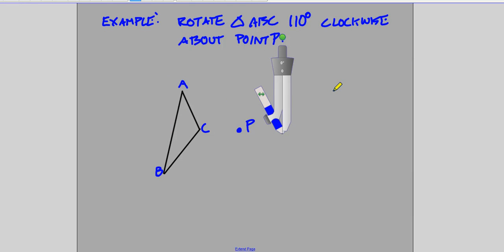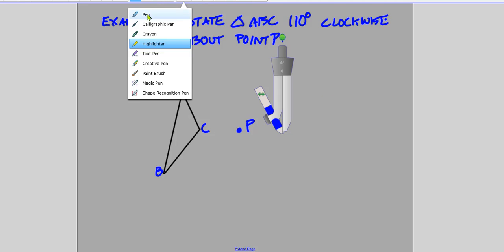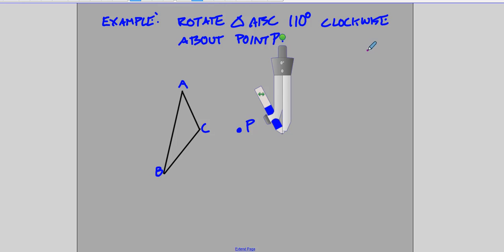Alright, let's do a second example. This time we're going to go clockwise 110 degrees, so we're going to be turning this way, clockwise. So let's first get this compass. Here's our point B. We're going to rotate this triangle ABC 110 degrees around this point P.